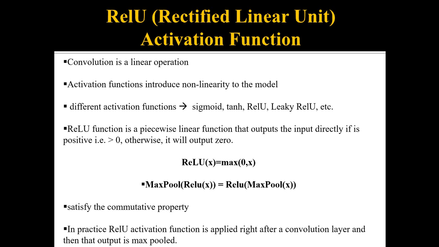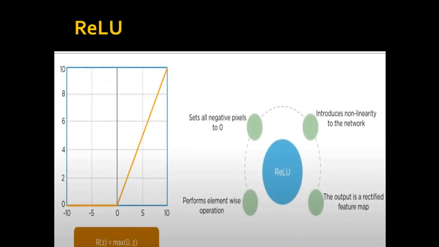So this is nothing but the ReLU layer, that is, it will have either zero value or the maximum value, or the positive values. Here it introduces non-linearity to the network, and the output is a rectified feature map. It will perform an element-wise operation, and it will set all the negative pixel values to zero.